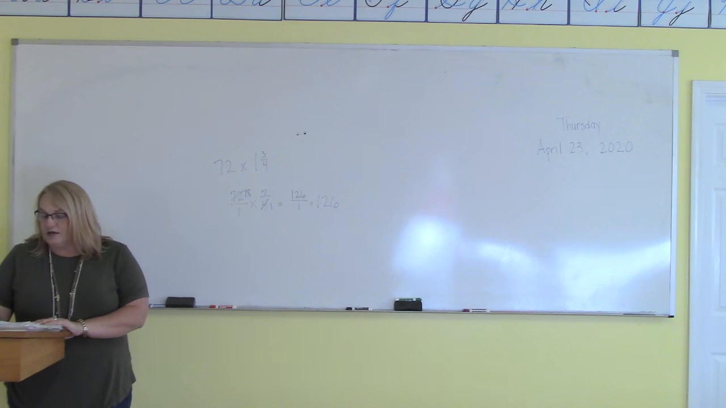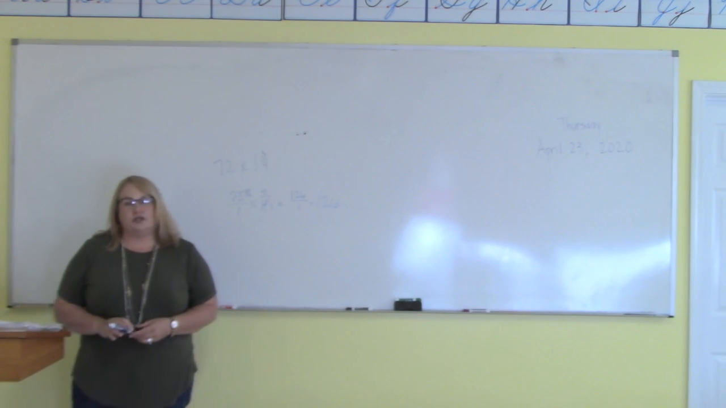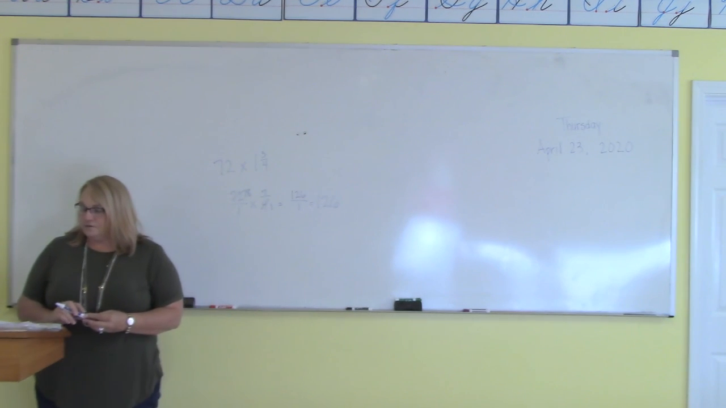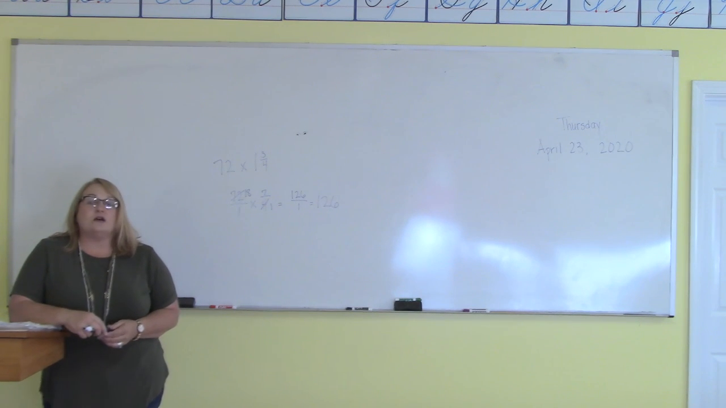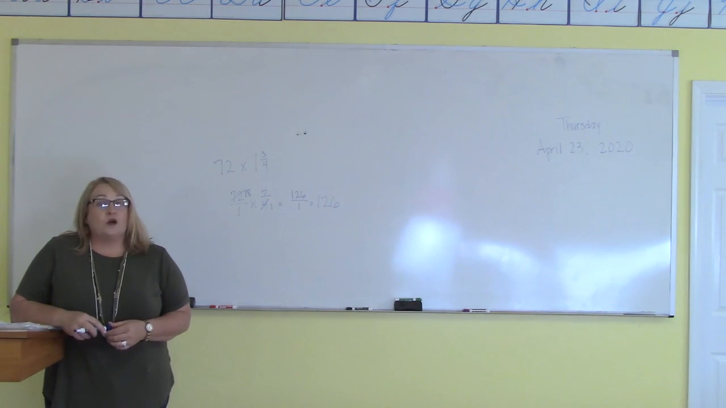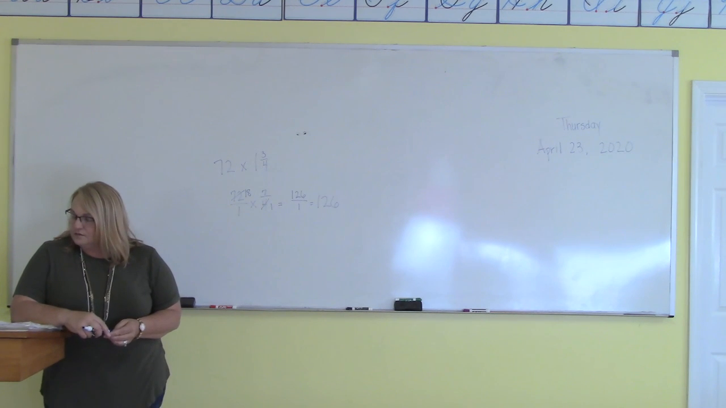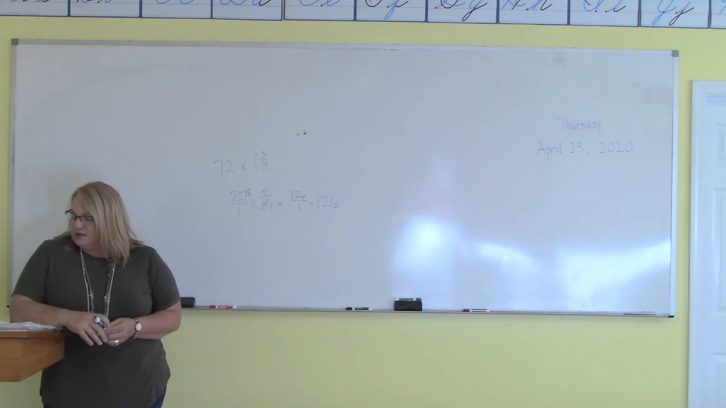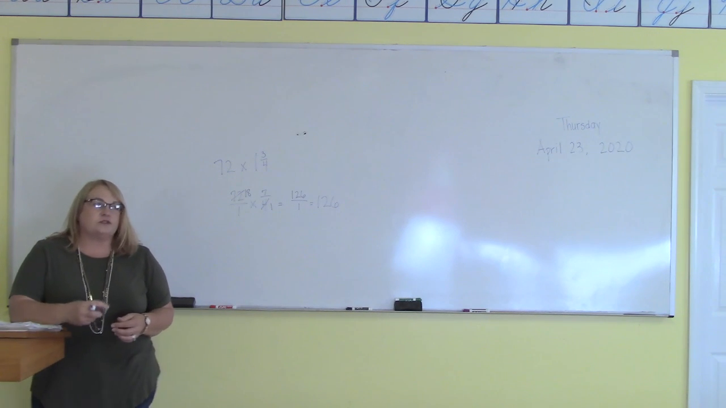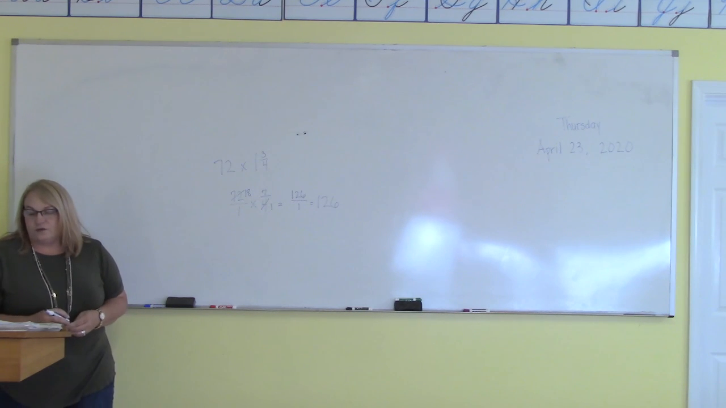F, 1 metric ton equals 2,200 pounds. G, 1 hectometer is equal to how many meters? 100. H, 1 gallon is equal to how many pints? 8. I, 1 day is how many hours? How many hours are in a day? Good, there's 24 hours in a day.